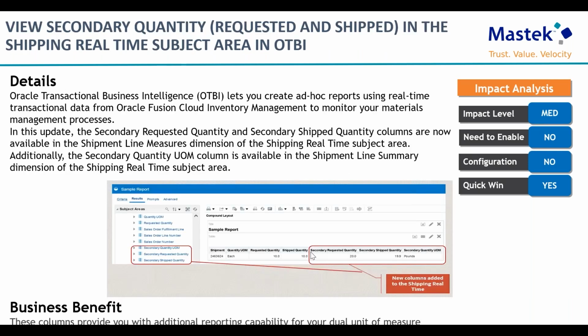The next update is about viewing secondary quantities, both requested and shipped, in the shipping real-time subject area. With this update, you will be able to see both requested and shipped secondary quantities. Previously, there was only the primary quantity. In the case of dual unit of measure, now you will see both units of measure for requested as well as shipped. This way, reporting will be more efficient. You will be able to see all the OTBI reports in both the primary unit of measure as well as the second unit of measure for the items which have dual unit of measure enabled.